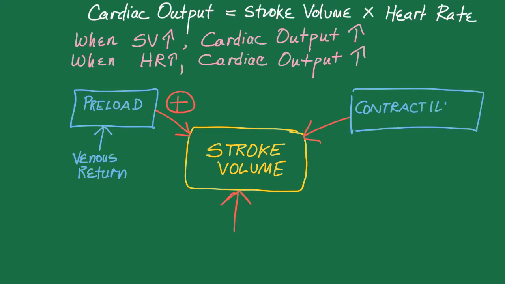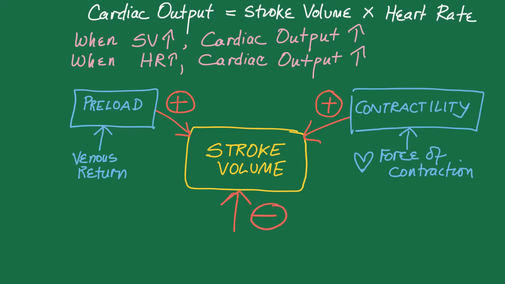The next factor is contractility. You may have noticed that when you exercise, your heart beats more forcefully. This force of contraction, when it increases, forces more blood out of the heart or out of the ventricles during each heartbeat. So the greater the force of contraction of the heart, the greater the stroke volume.